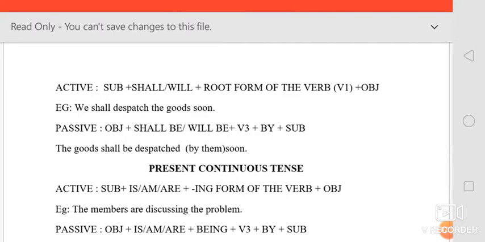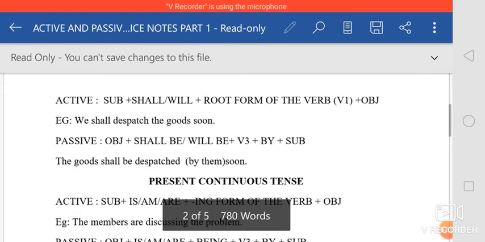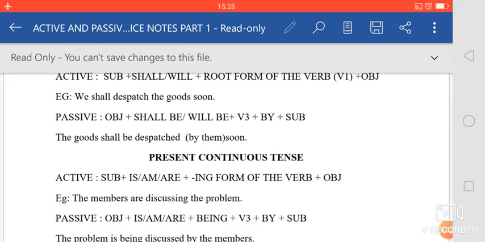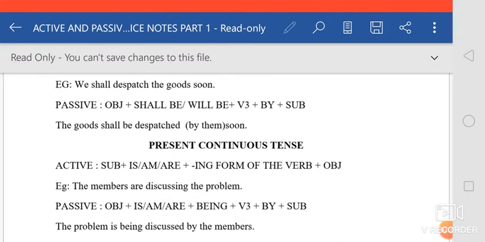Then you have to add a be there. And as I told you, we always use V3 of the main verb. So we have to use V3, then by, then subject. Okay. So the goods shall be dispatched by them soon. By them I have given in brackets since it is optional. Right. The goods shall be dispatched by them soon.